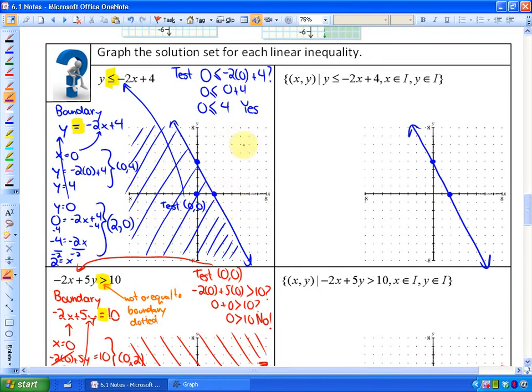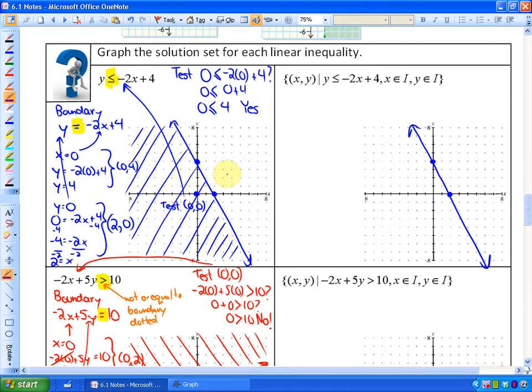The easiest way to graph them is to graph the boundary line where the two expressions are equal to each other, and then test a point on one half of that line to see if it works and shade that side. So the boundary line is where they're equal, and then test a point to find out which side of that boundary line to shade. We do that in all cases.